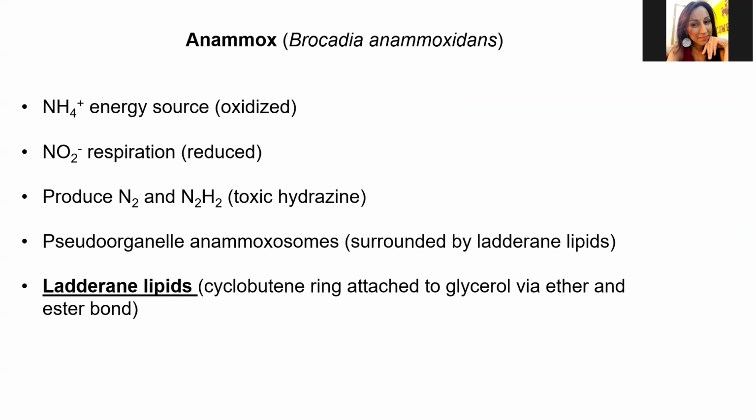And these guys developed something called anamoxosomes, which we call pseudo organelles. They're not real organelles. I don't like saying that prokaryotes have them, but they are surrounded by ladderane lipids. And these lipids are quite significant simply because they prevent toxic metabolites from being released into the cell, because when the cell is respiring NO2 minus and oxidizing ammonium, it has intermediate products like dinitrogen, which is not toxic, but hydrazine is extremely toxic. So if they didn't have those ladderane lipids surrounding the whole metabolic pathway, they would die.